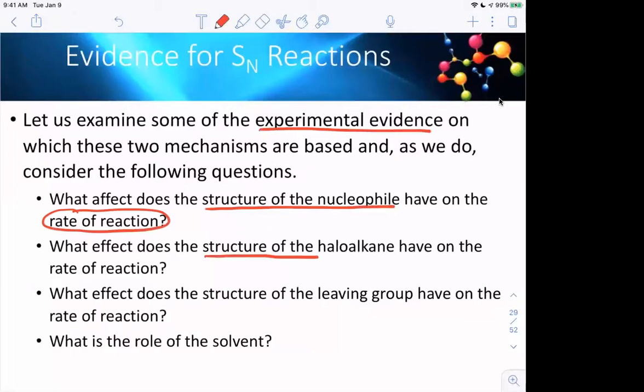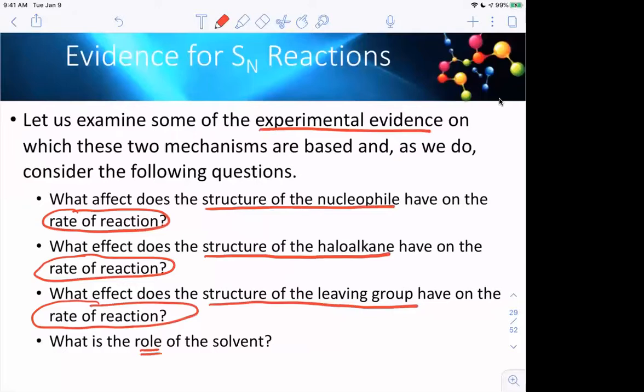What about the structure of the alkyl halide? How does that affect the rate of the reaction? What effect does the structure of the leaving group have on the rate of the reaction? And what is the role of the solvent? So all of these different types of questions are asked. Experiments are run. Again, we're looking at a lot of kinetics experiments. And then what we're going to do is make our generalized reaction mechanism based on the results.